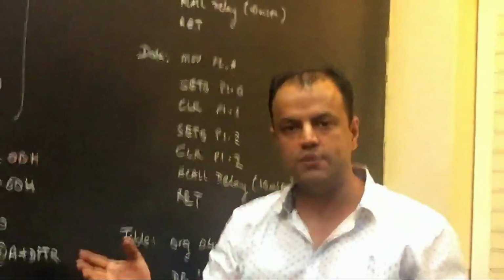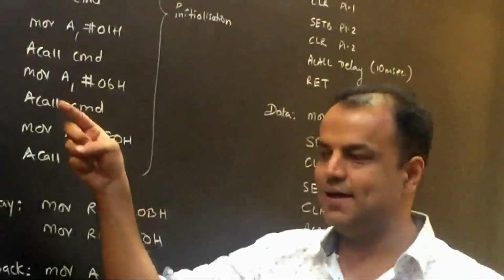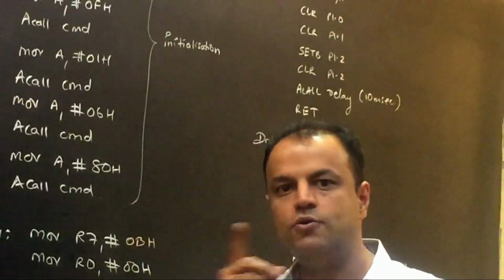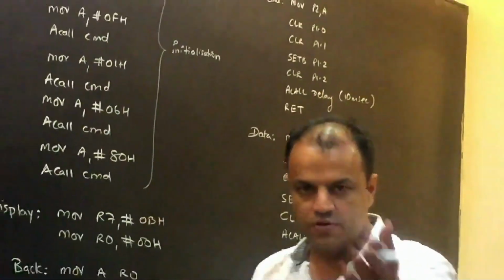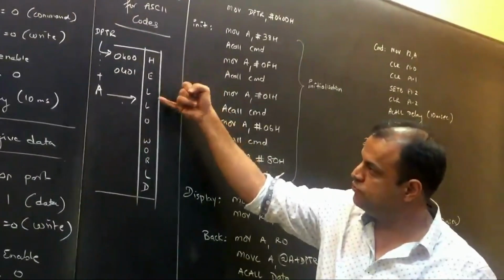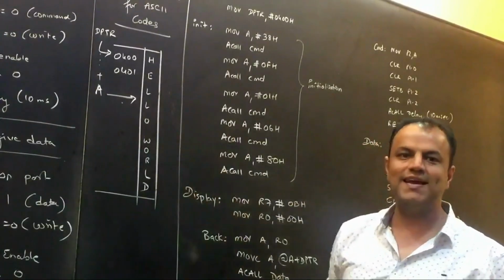So all I need to do in my main program is get the ASCII code of HELLO space WORLD into the A register one by one. How do you do it? Using a lookup table. How many alphabets do you want to display? Let's do a count. 1, 2, 3, 4, 5, space is 6, 1, 2, 3, 4, 5. That is 11 alphabets.